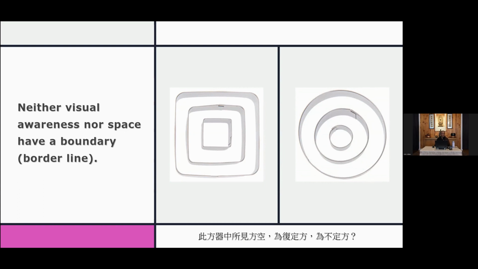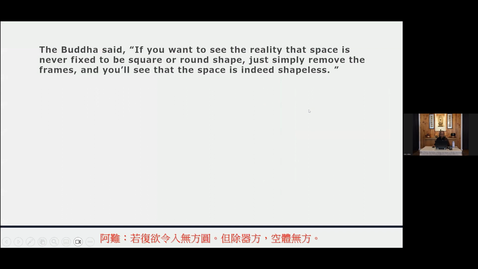You know, like when we bake a cake, we pour the flour, the batter into the container, we bake it, and it becomes a square cake or a round cake. Is it like that? Buddha says, if you want to see the reality that space is never fixed to be a square or round shape, just simply remove the frames, remove the container, and you will see that the space is indeed shapeless, right? The space, no matter whether it's in the square container or the round container, the empty space is always the same. But why do we think that they are different? Because we are framed by the shape of the container.